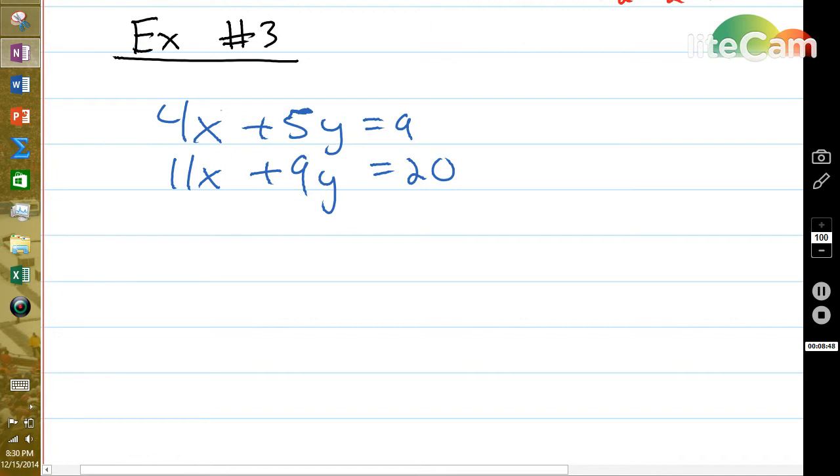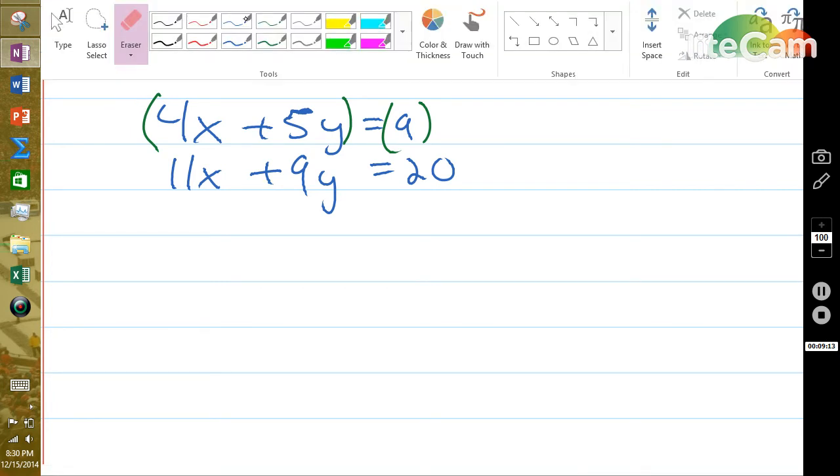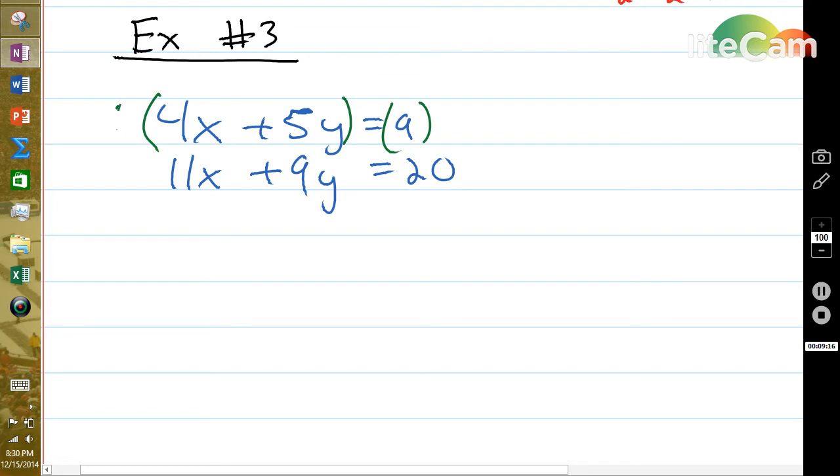I'm going to choose to cancel out the x's, and this is a lot like adding two fractions together to find the least common denominator. Here we're going to find the least common multiple of 4 and 11, and that's 44. 4 times 11. So we're going to multiply the top equation by 11. I apologize. We're going to make the top number we multiply by positive. So it's going to be positive 11 we're going to multiply by. And we're going to multiply the bottom equation by a negative 4. Because we want the signs to be opposite.